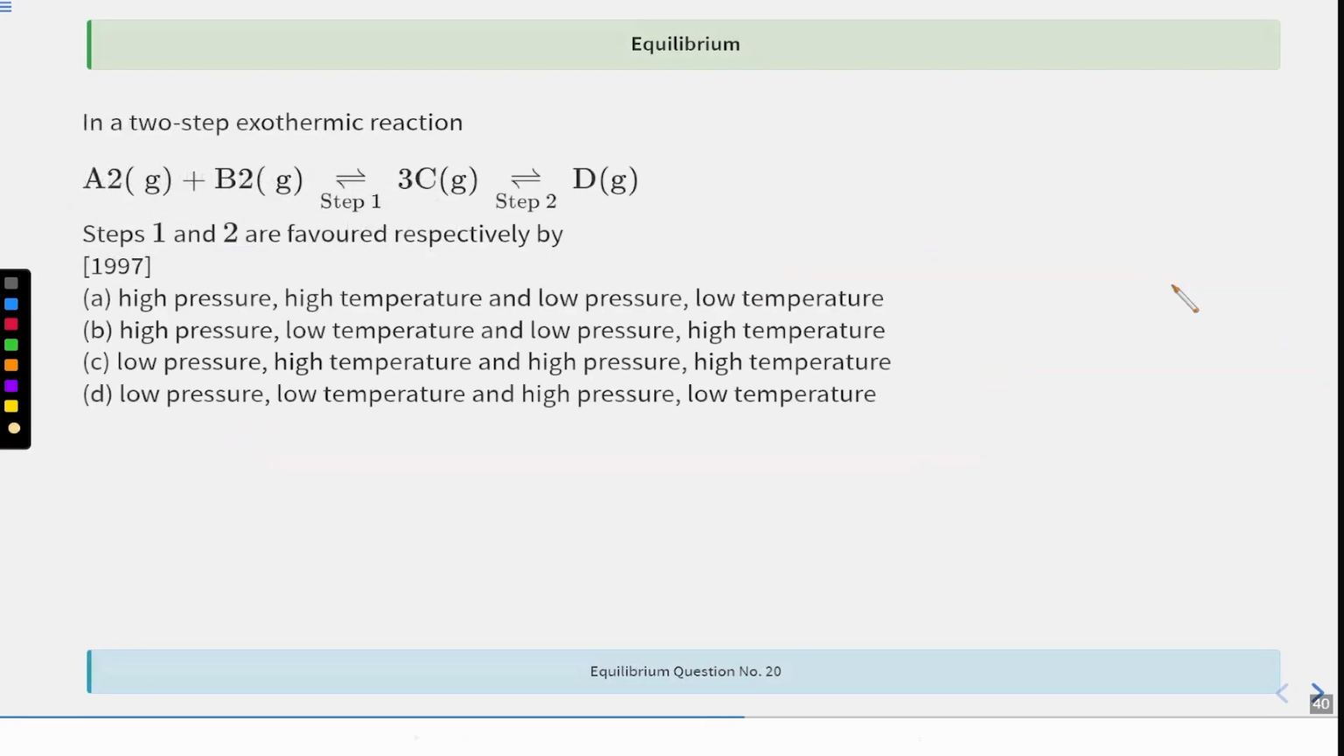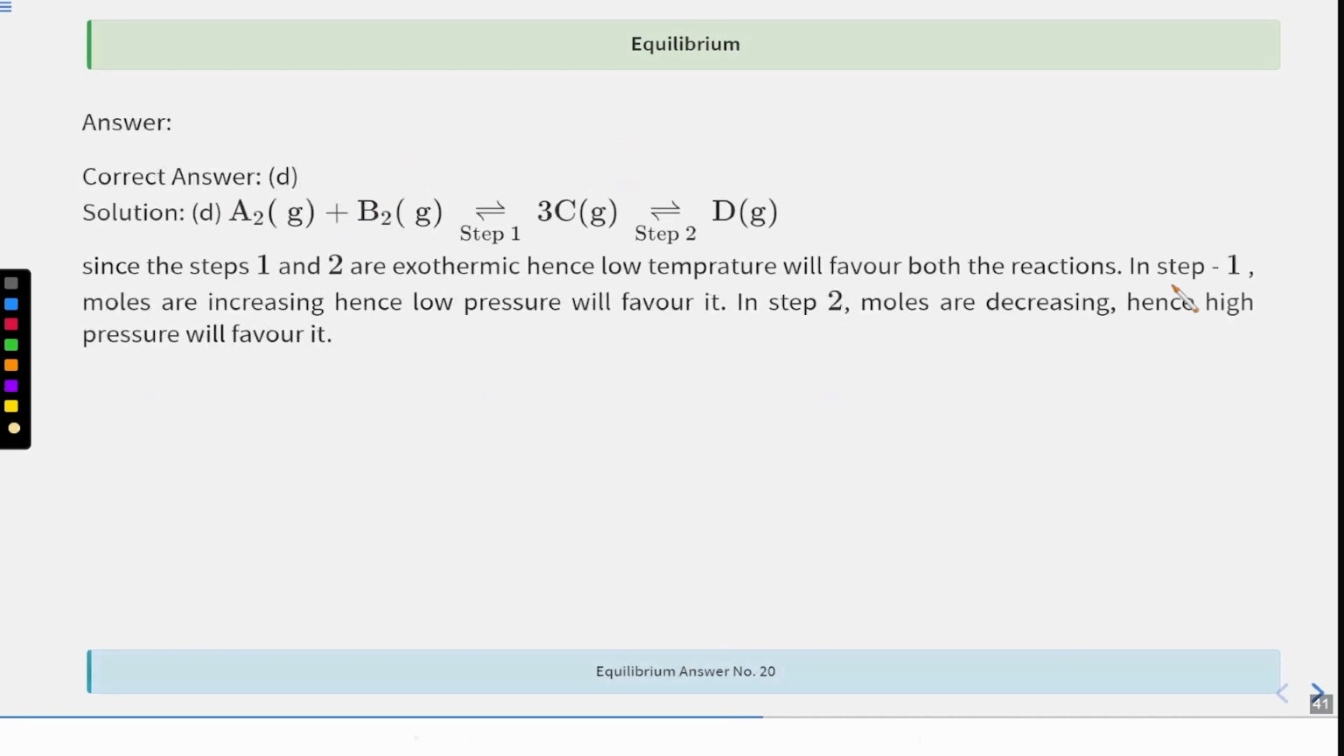Okay, now coming to this question. This is a two-step reaction. First this part of the reaction happens and then this part of the reaction happens. So this is one and this is two, right? Steps one and two are favored by something, so you have to see what prefers step one, what prefers step two, and what prefers step three. We have the detailed solution of this, and I'm going to explain it along the way.